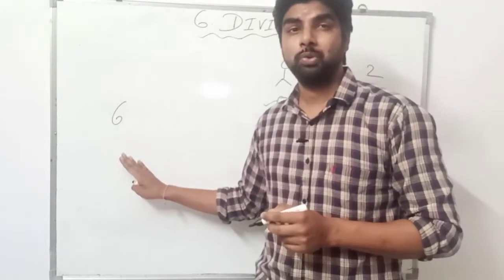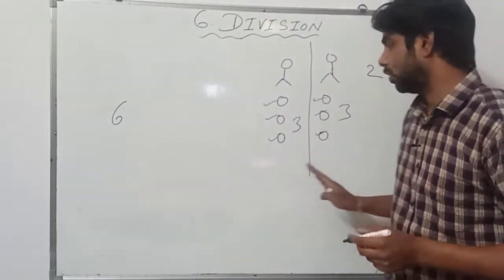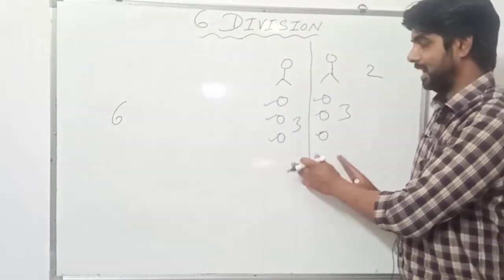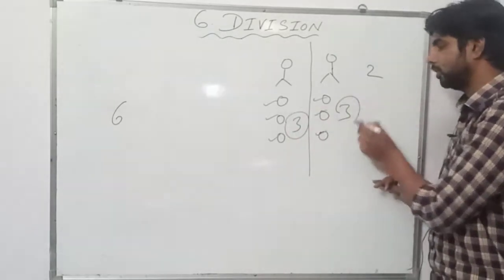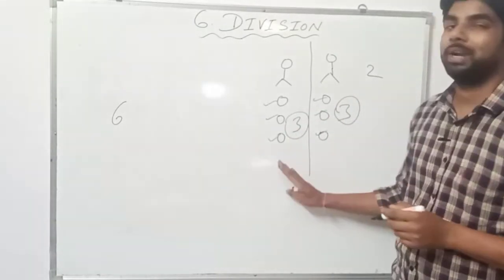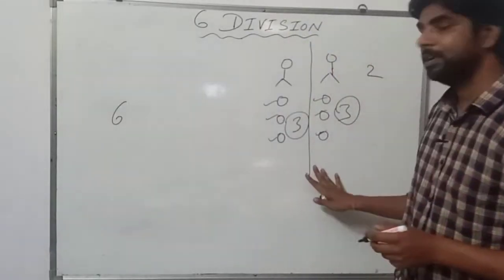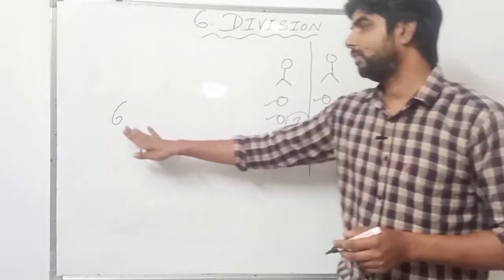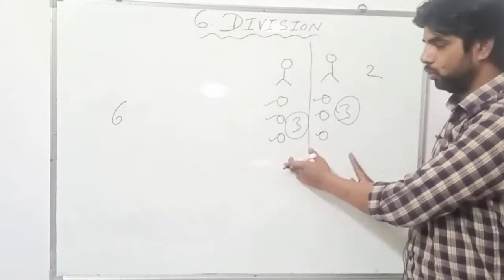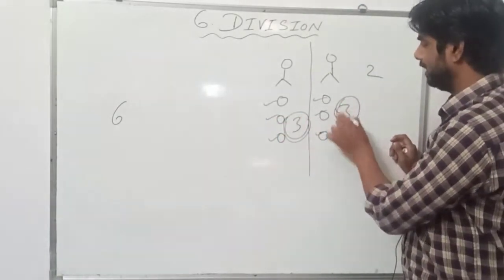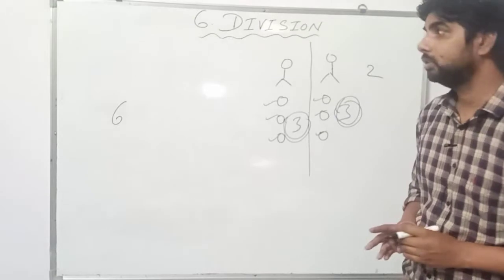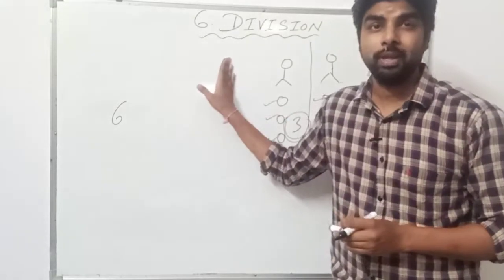So this is how you have distributed 6 chocolates among your 2 friends, and each of them gets 3 chocolates. This is known as division. You have divided 6 by 2, meaning you have divided this 6 between 2, so each of them will get 3 chocolates. So this is the use of division.